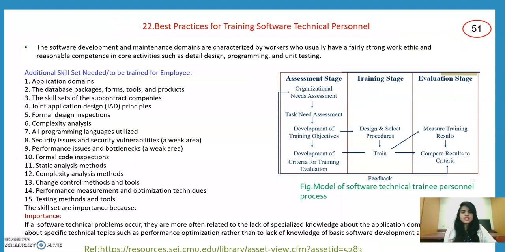This one is the best practices for training software technical persons. The software development and maintenance domain is characterized by workers who usually have a fairly strong work ethic and reasonable competence in core activities such as design, programming, and unit testing. If we see the model of the software technical trainee process, we have the assessment stage, training stage, and evaluation stage. In assessment, we have organization need assessment, task assessment, development, and development of the criteria of evaluation. This is a cyclic process, and these are the additional skill sets that employees need to be trained in, like application domain, databases, and skill sets for subcontract companies.